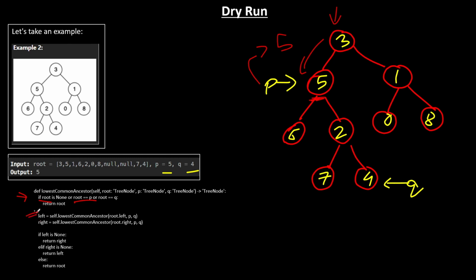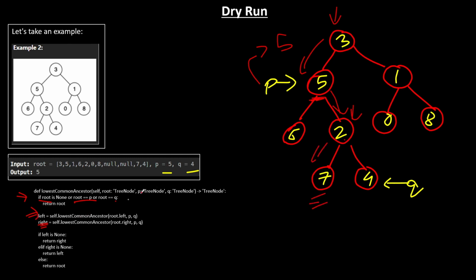The left call is done, correct? Now we call the right for this particular node, correct? So we come here, we're standing at 2. So 2 is neither none, nor is it equal to Q or P, fine. So we call the left subtree for this, and we check it is 7.